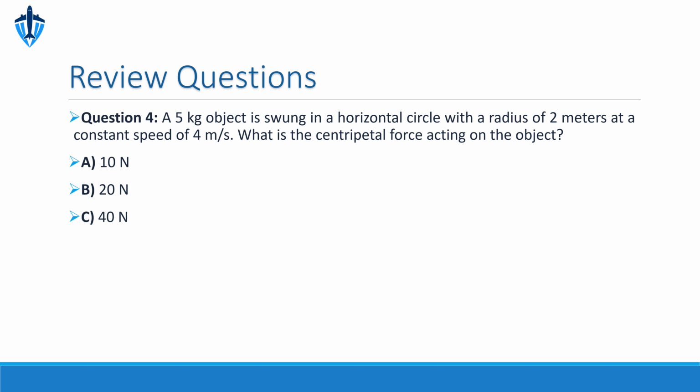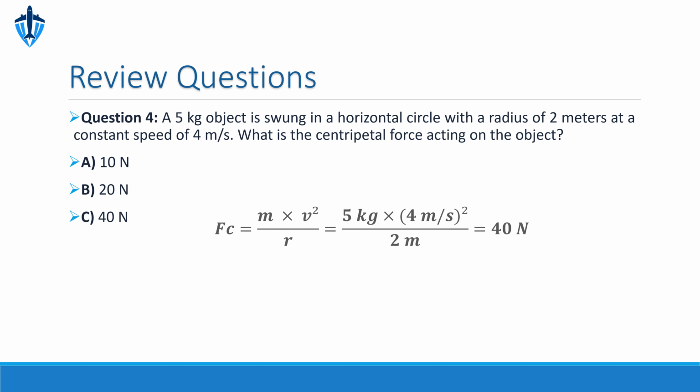Okay, let's break down this question about centripetal force. Remember, centripetal force is the force that keeps an object moving in a circular path. Without it, the object would move in a straight line due to inertia. The formula for centripetal force, Fc, is Fc equals m times v squared divided by r, where m equals mass of the object in kilograms, v equals velocity of the object in meters per second, r equals radius of the circular path in meters. Let's plug in the values from the question. m equals 5 kilograms, v equals 4 meters per second, r equals 2 meters.